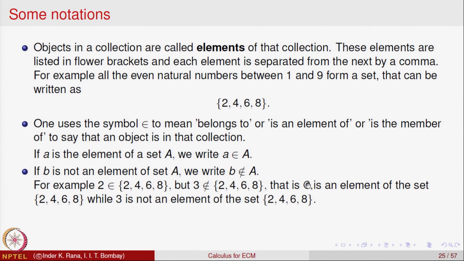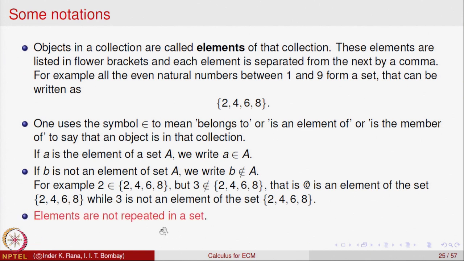There is a typo here, it should say that 2 is an element of the set, while 3 is not an element of that set. So, it is very clear. This symbol is used: the element a belongs to A, but the object b does not belong to A.